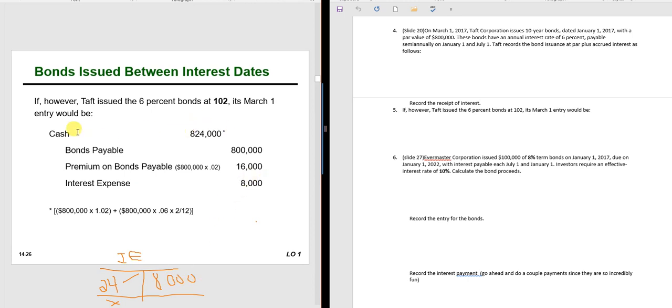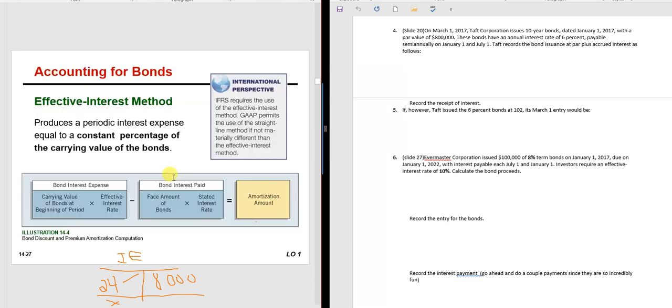So remember, I was $816,000 there. So add the $800,000, you get $824,000. So this cash, put in parentheses there, the $800,000 times 102 equals $816,000 plus the $8,000 of interest that they're going to pay for. And then it works out just the same.